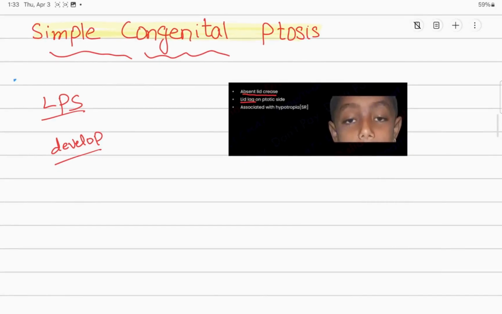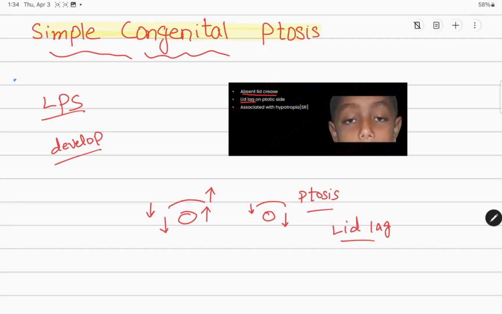So we will discuss the lid lag. If this is the eyeball and this is the eyelid on both sides, if I move my eyeball downward, the eyelid will have to move downward, and if I move my eyeball upward, the eyelid will have to move upward. But in this case, if I move my eyeball downward, the side which has ptosis, the eyelid could not move downward. Even it could not move upward, but it could not move downward with the eyeball. So there is lag. We call this condition lid lag. This occurs mainly because LPS could not develop properly, so it could not relax properly, due to which it could not move downward also. So we call this condition lid lag.